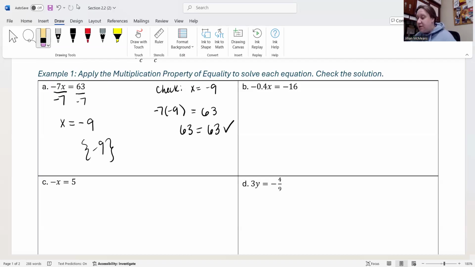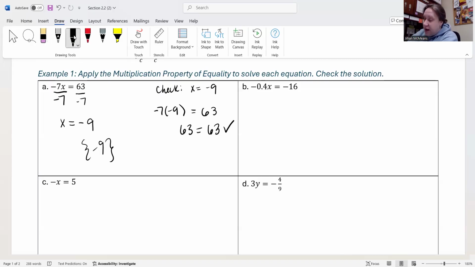Okay, so let's look at negative 0.4x equals -16. We are at that point where we could apply the multiplication property of equality. We have a single variable term equals a single constant term. I need to undo what has happened to the variable. And in this case, the variable has been multiplied by -0.4. So I need to undo that.